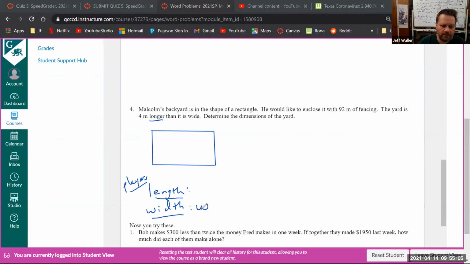Now, if I call the width W, I'm not going to call the length L, because the length can't be anything it wants to be. If the width is W, what must the length be? W plus 4. Good. W plus 4, not 4 times W. It didn't say 4 times longer. It just said 4 meters longer. Now here's where you desperately need to label the picture.